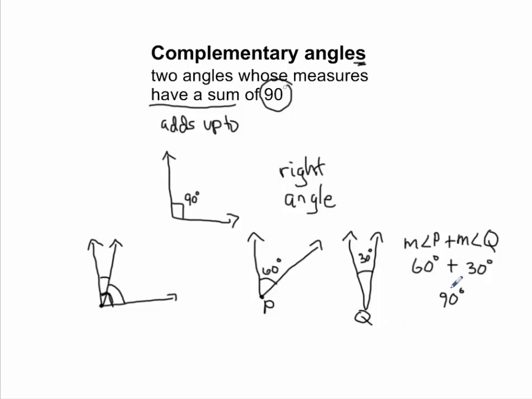If the two angles do not have a sum of 90, meaning when you combine the two and they don't add up to 90 degrees, then your conclusion would be that the angles are not complementary.